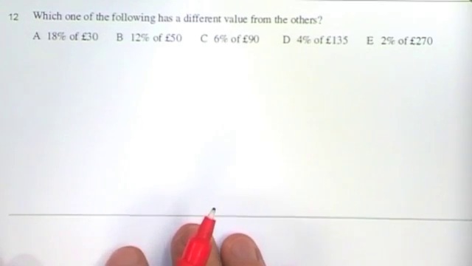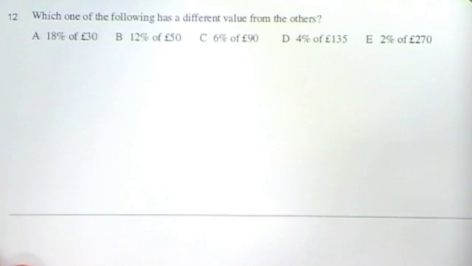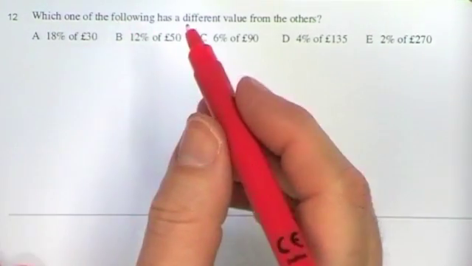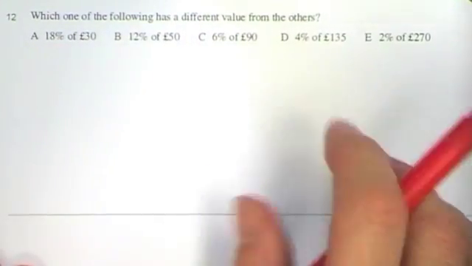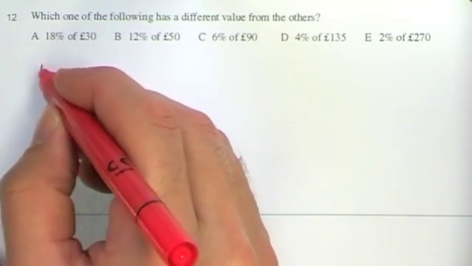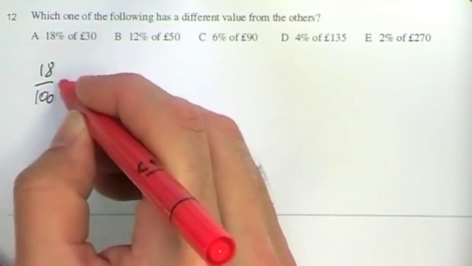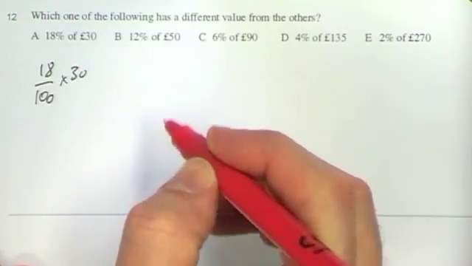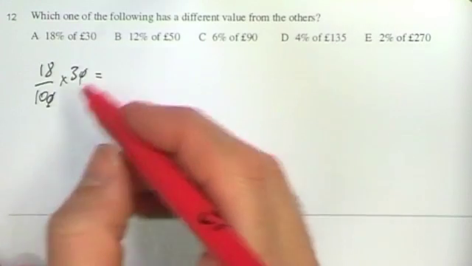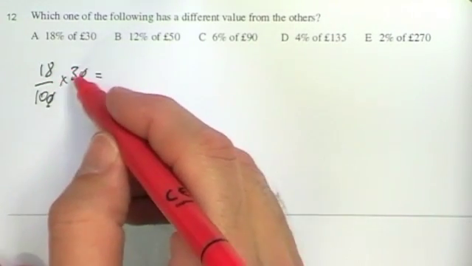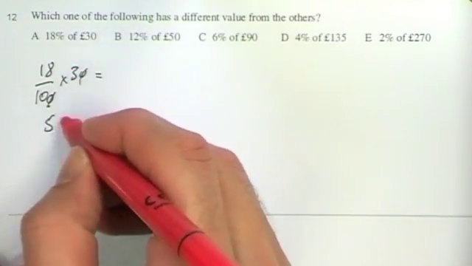Question 12. Which one of the following has a different value from the others? I think I'm just going to leap into this and work them all out. I'll do them as fractions because I don't like dealing with decimals if I haven't got a calculator. So that's 18% of 30. That's 18 over 100 times 30. So that's going to cancel there, and that's going to give us 18 times 3 is 54 over 10, 5.4.